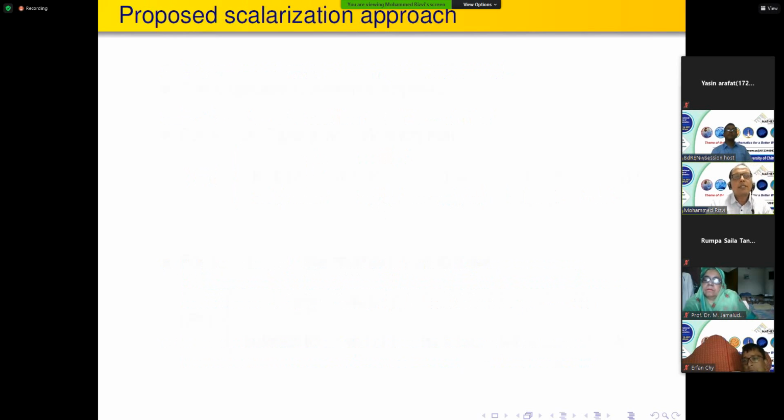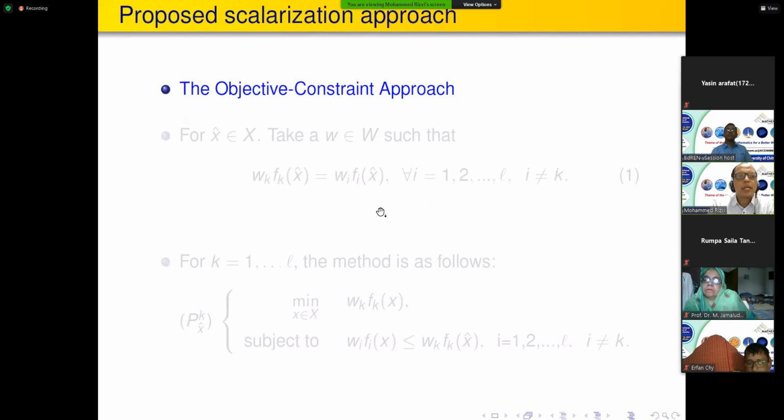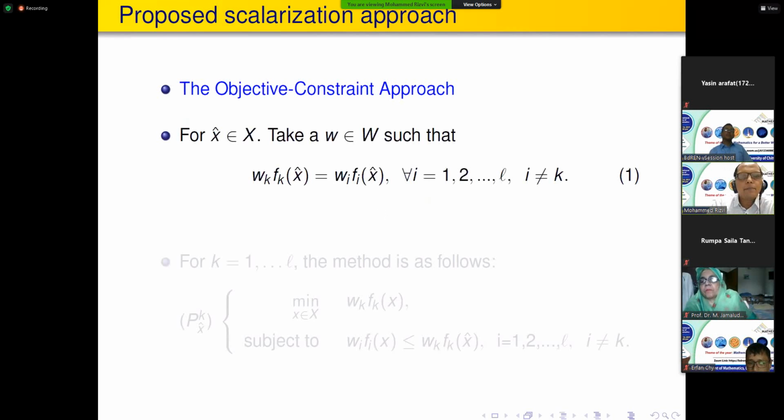Now today I'll cover another escalation approach that we proposed, which is also very effective to solve multi-objective optimization problems. So here we choose some parameters. First, we have a feasible set capital X. Then we choose some X tilde from the feasible set. This X tilde should be in the feasible set. And we choose parameters dW in W.